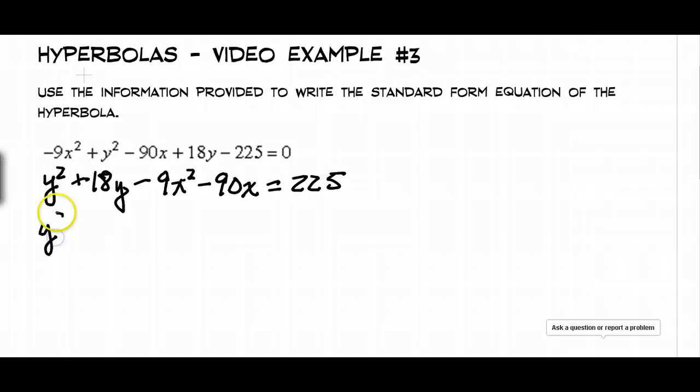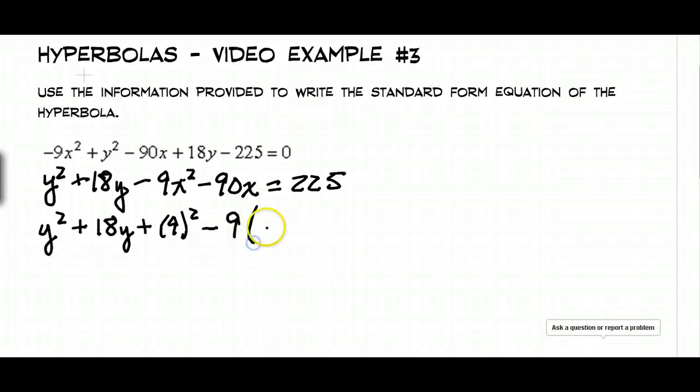Alright, then we'll complete the squares for the y's. So I've got y squared plus 18y plus half of 18 is 9, so that's 9, and then we have to square it. And then I have to factor a 9 out of my x squared term, so my leading coefficient is 1, so I can complete the square. So I'm going to factor out a negative 9, and then when I put my parentheses, I'm going to have x squared, and again, be really careful because I'm factoring a negative 9 out of this term, so I'm going to be left with plus 10x. And then I'm going to take half of that, so that's 5, so 5 squared.